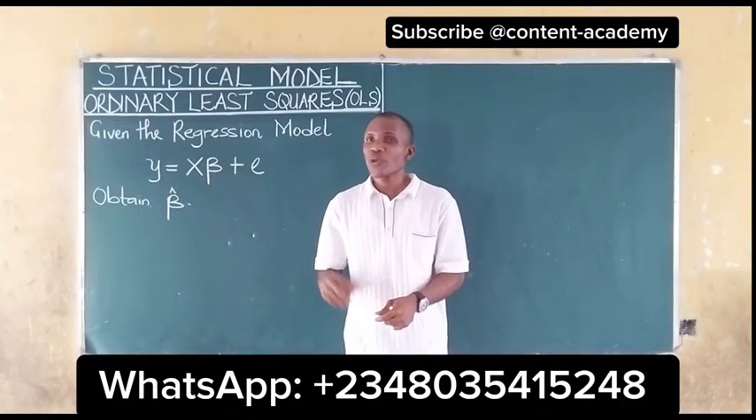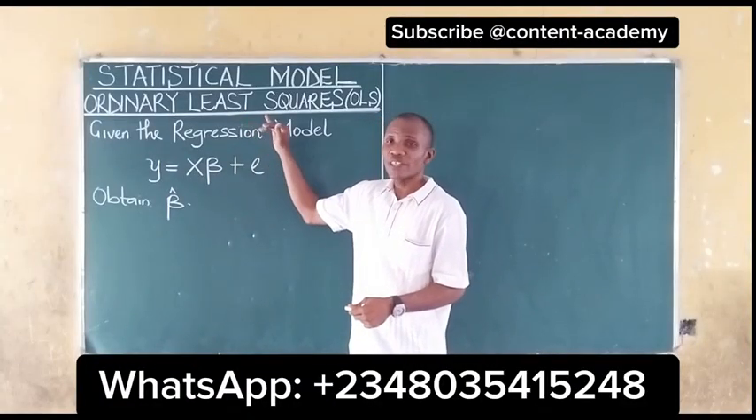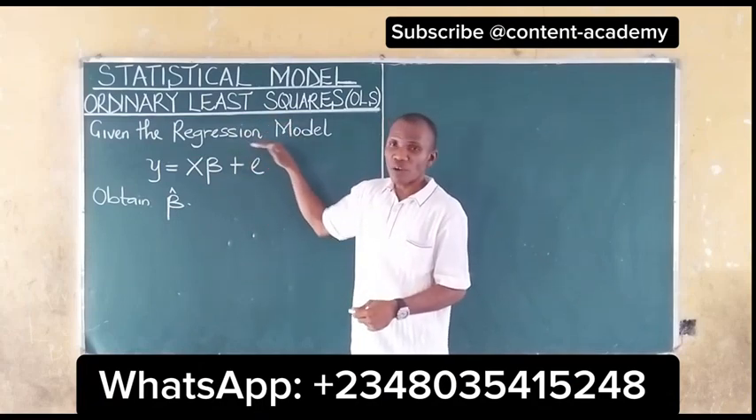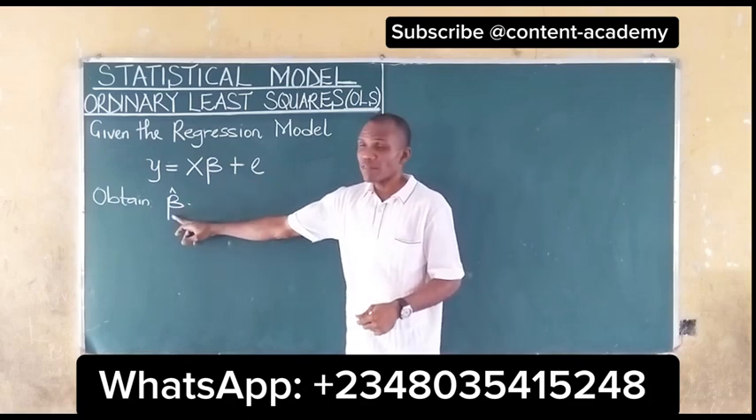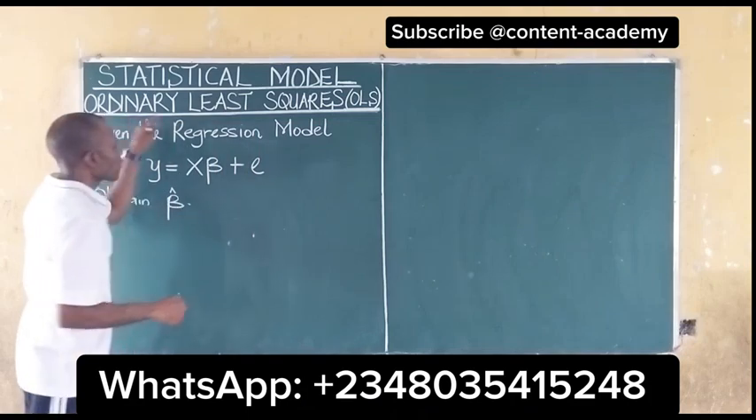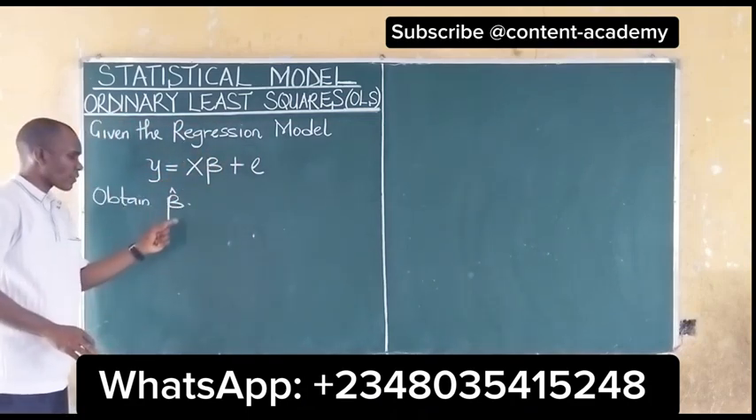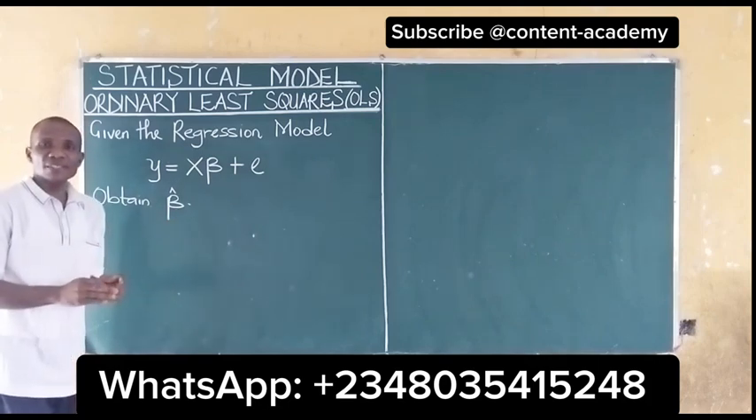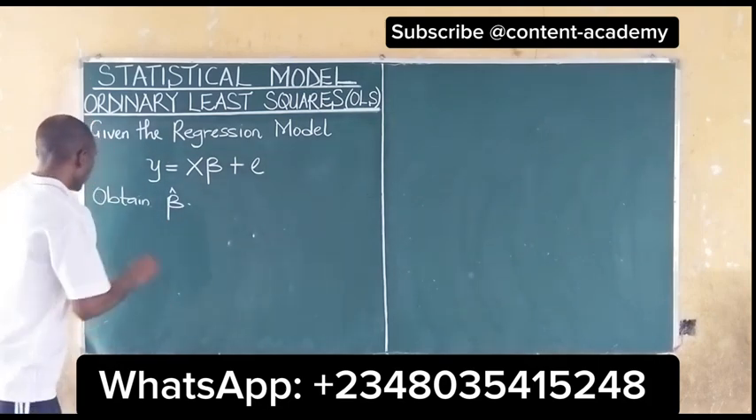In this video, we are to discuss the ordinary least squares. We are given the regression model where we are asked to find b, which is the vector. The goal of ordinary least squares is to find the vector b that minimizes the sum of square error. So, solution.